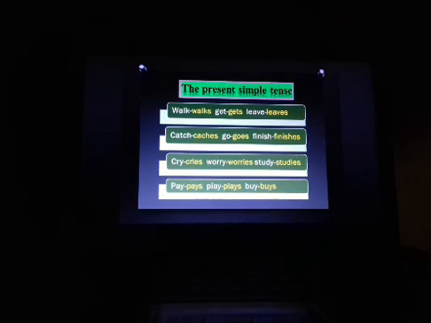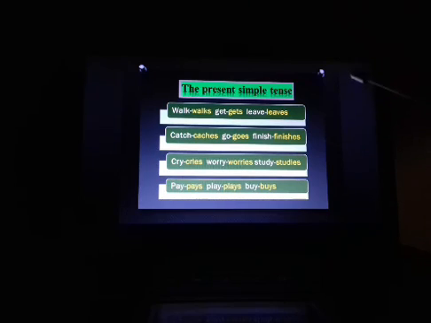Okay, dear students, now let's go to how to form the present simple tense verb. Most present simple tense verbs are in the base form. You don't need to use any special endings, for example ing, ed, nothing. Just use the basic form or base form of a verb.